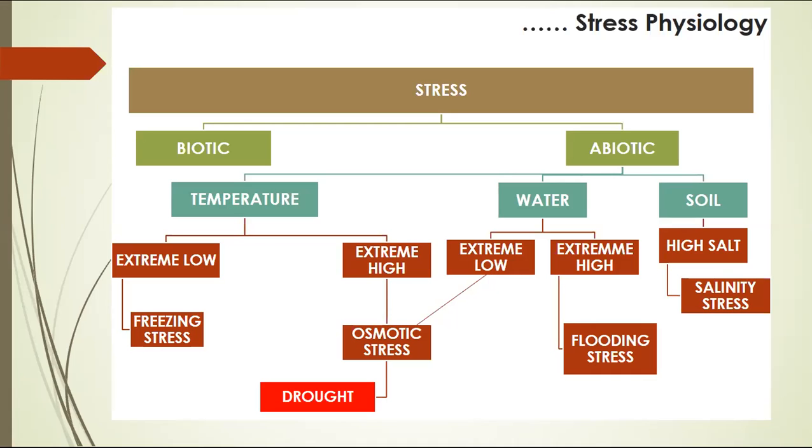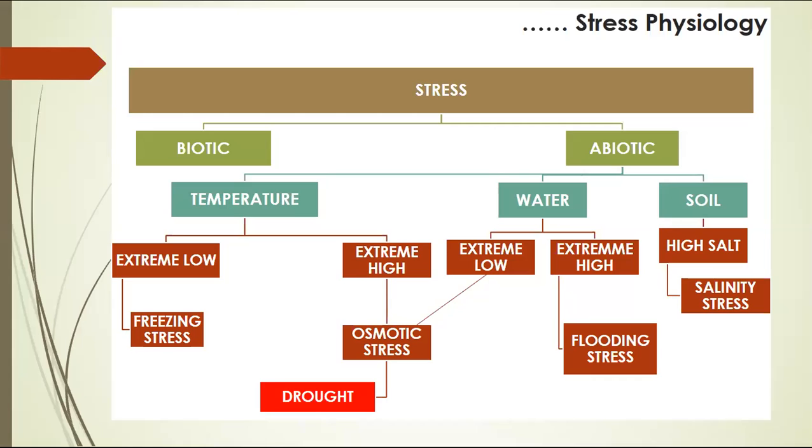Focusing on abiotic stress, temperature, water, and soil are three identified abiotic stress inducers. Too low a temperature, as I said, can lead to freezing stress. Too high a temperature, via osmotic stress experienced by the plant, can lead to drought. Too little water can also cause desiccation, osmotic stress, and lead to drought. Or too much water can be the cause of flooding stress.